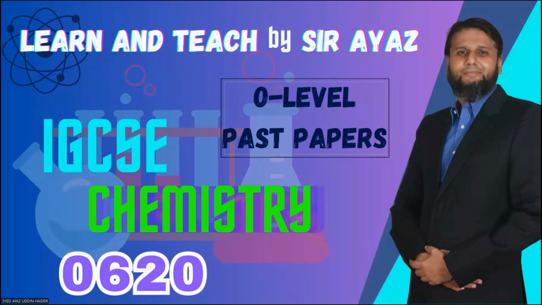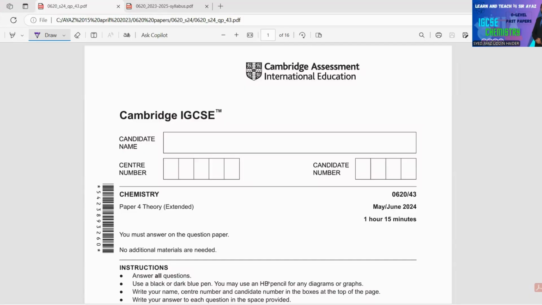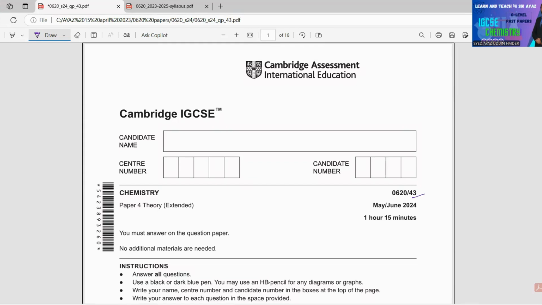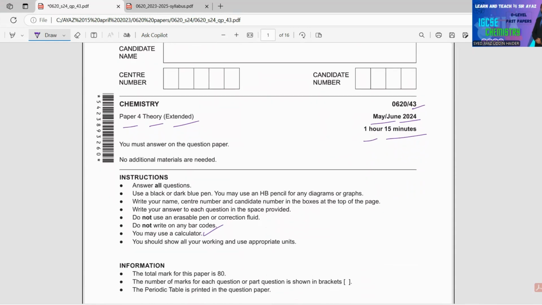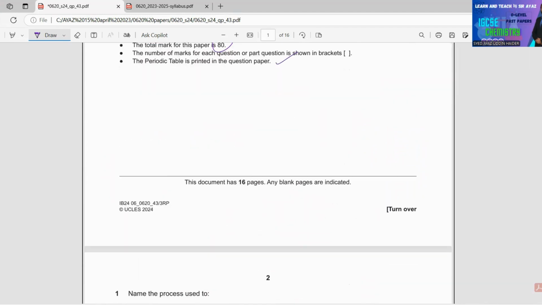So I'm continuing my O-level past papers session, and this time I've selected IGCSE Chemistry 0620, and the paper is 43. It's of May-June 2024. You know the time, 1 hour, 50 minutes. It's paper 4, theory, extended version. You have to answer all the questions on this question paper. You can use a calculator. The total mark for this paper is 80. The periodic table is printed in the question paper. So let's start the paper.